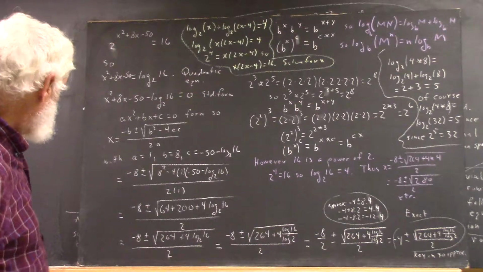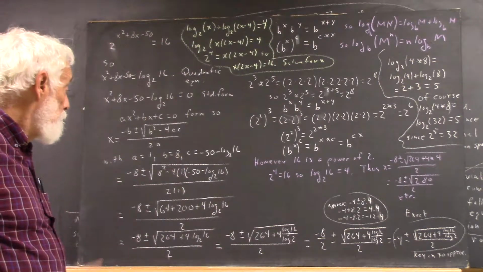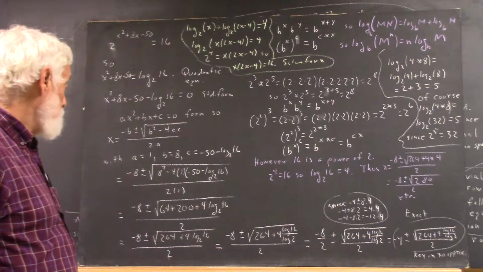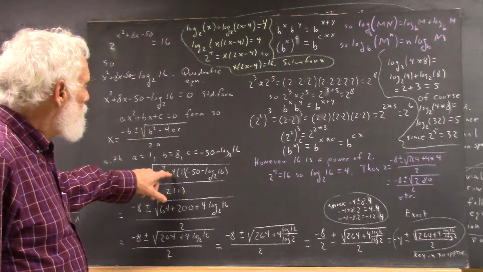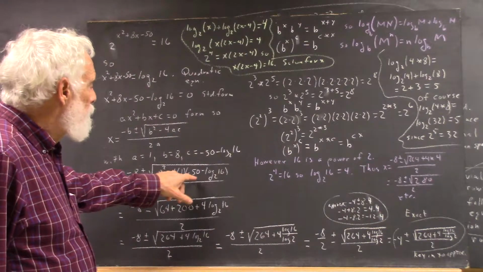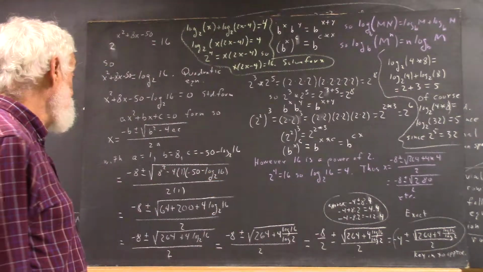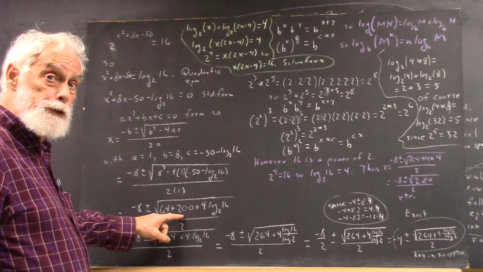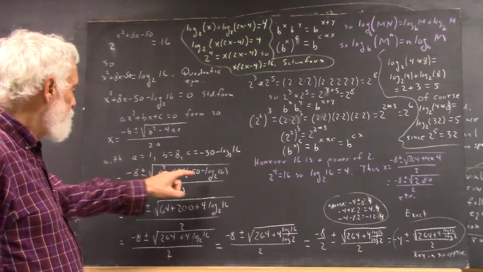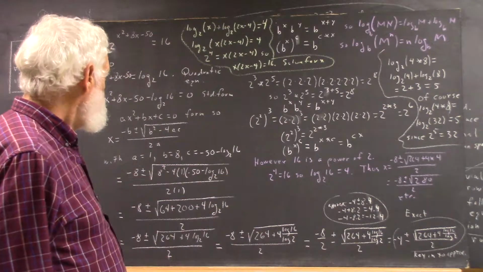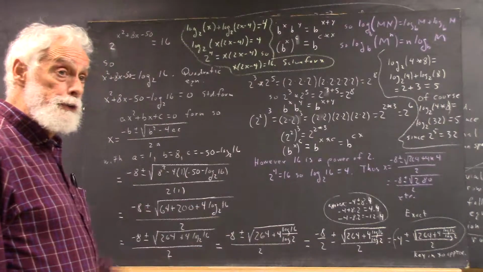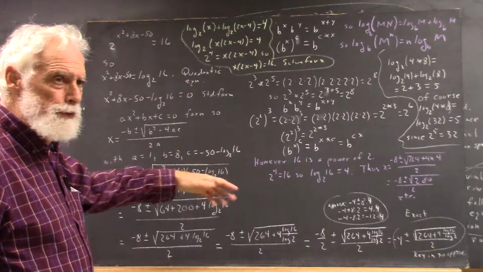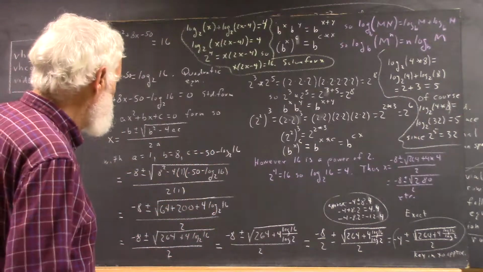Okay, so what do we do with this? Well, we simplify under the radical. We simplify the discriminant, meaning we multiply negative 4 by negative 50 minus log base 2 of 16. Well, that's just negative 4 times negative 50, which is 200, and negative 4 times negative log base 2 of 16, which is just 4 times log base 2 of 16. Now, when you look at multiplying 4 by log base 2 of 16, you probably wonder, what in the world am I going to do with that?